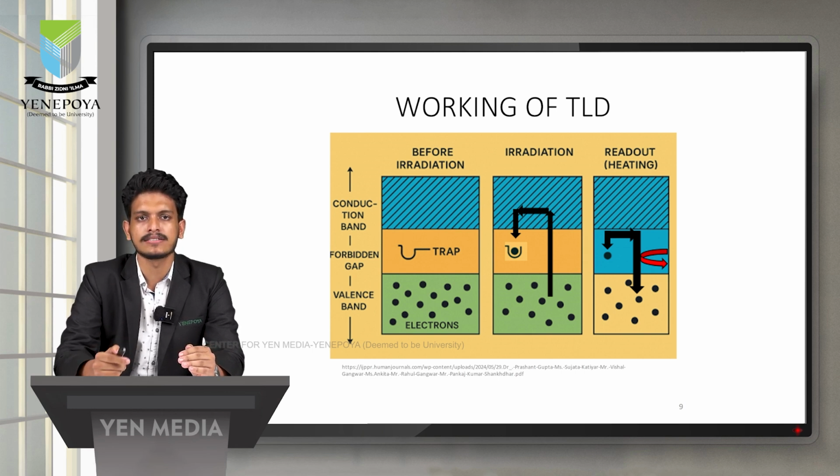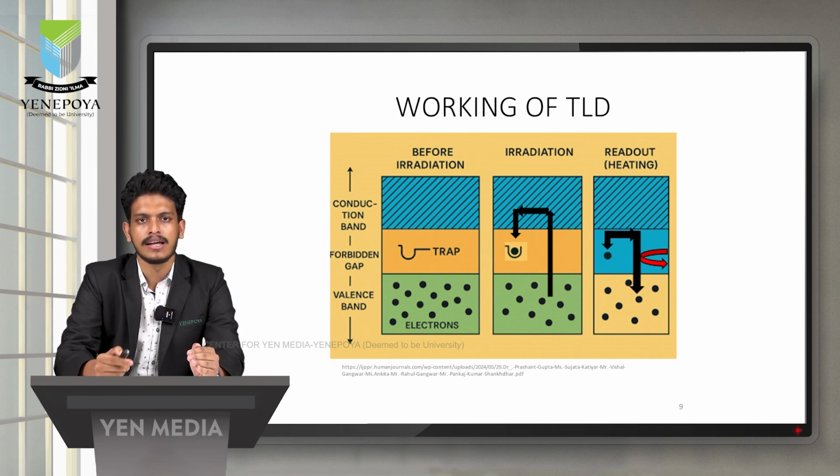So when the TLD is exposed to radiation, the electrons present in the valence band gain energy and try to jump from the valence band to the conduction band. While the electrons are traveling from the valence band to the conduction band, they lose energy and they get trapped in the forbidden gap. So this is what happens while we are exposing the TLD.